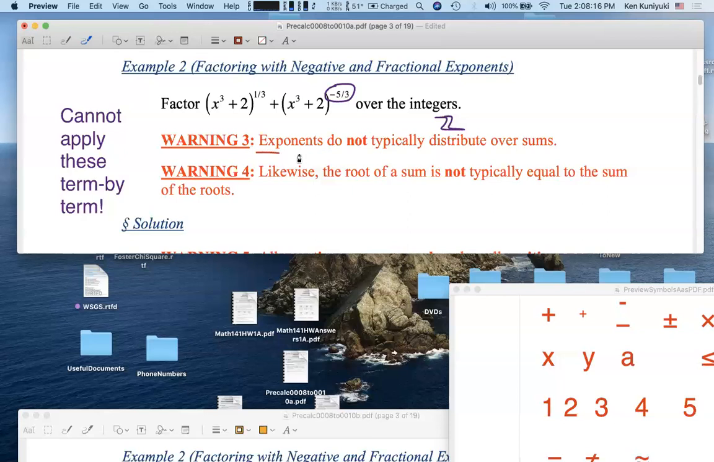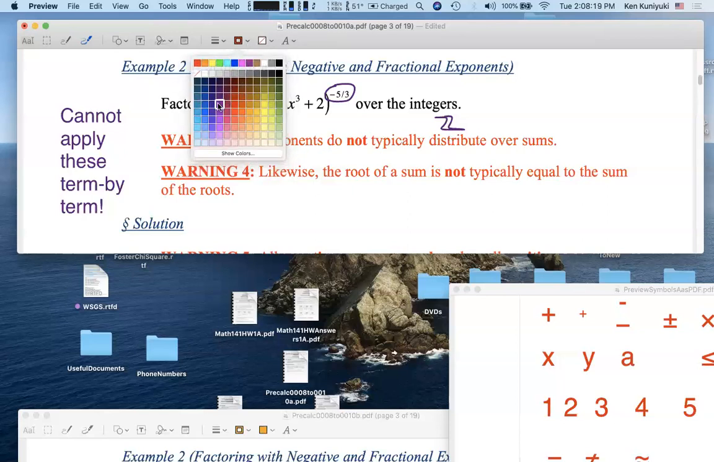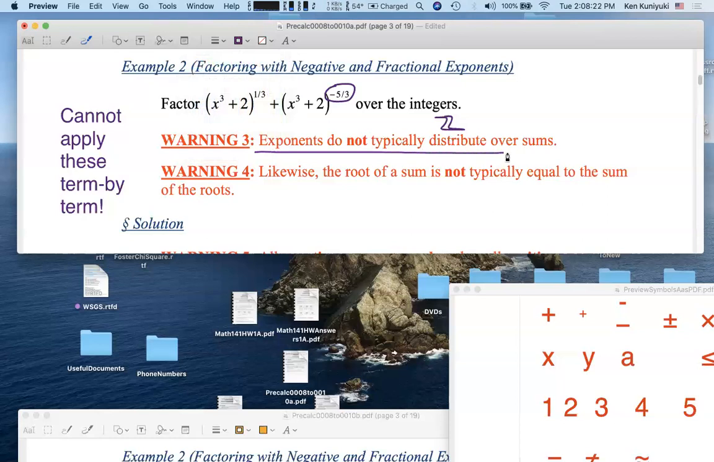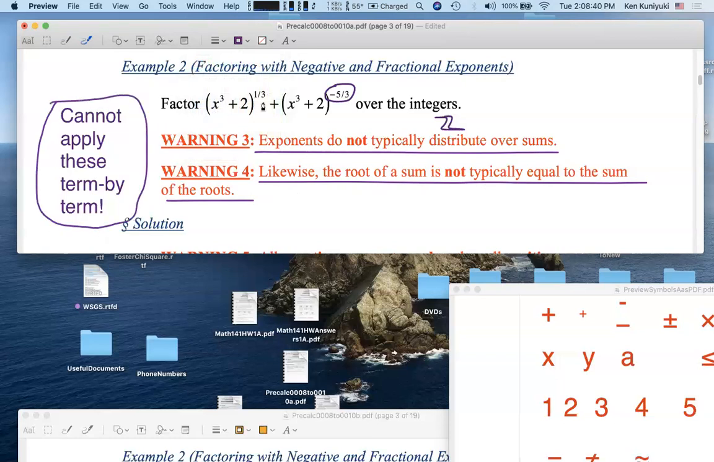Okay, exponents, put this in purple. Exponents do not typically distribute over sums or differences. This is related to the idea that the radicals cannot be applied to sums or differences. So basically, exponents and radicals, roots, cannot be applied term by term. So you cannot raise both these terms to the 1/3 exponent. Likewise, you cannot raise both these terms to the negative 5/3 exponent. I know it's tempting, but know what you can do and what you cannot do. Don't apply them term by term. That's true for exponents and for radicals or roots.